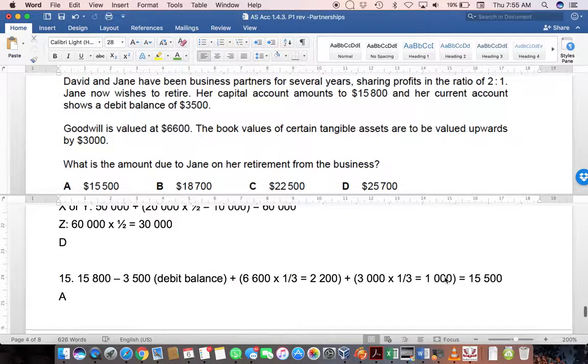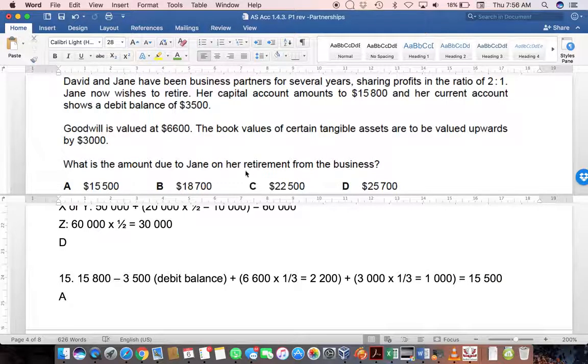Question 15. David and Jane have been in business in partnership for several years, sharing profits in the ratio of 2 to 1. Remember that if they speak about David and Jane, first, second, the ratio here is referring to them in the same way, in which case David is 2 and Jane is 1. Jane now wishes to retire. Her capital account amounts to 15,800 and her current account shows a debit balance of 3,500. So she is entitled to her capital and her current account. However, because current account has a debit balance, in actual fact that means it's in minus. She's drawn more than she should have.